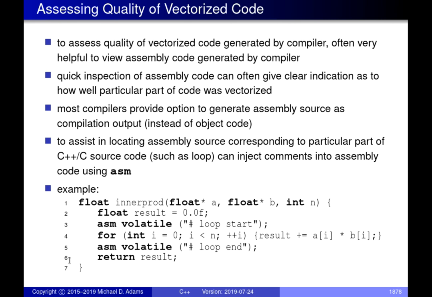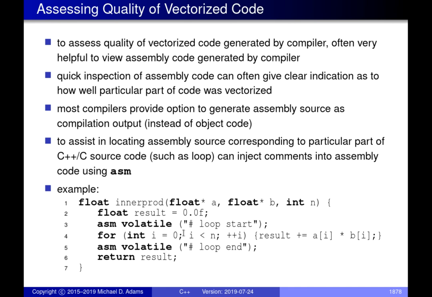So on this slide here, I have a very simple inner product calculation, basically just computing the dot product of two vectors. So you have a vector of floats, another vector of floats, and the size of the vectors, n here. And it's just doing a single sequential loop, computing the dot product, and then it returns the dot product result.